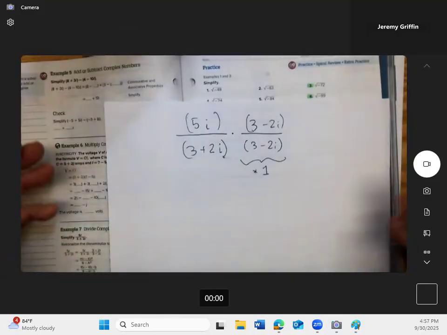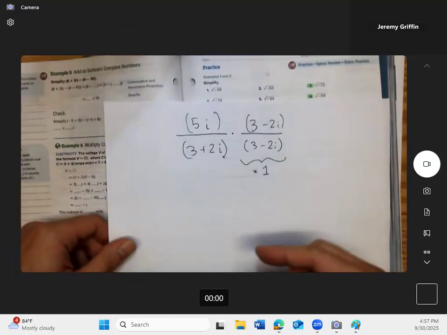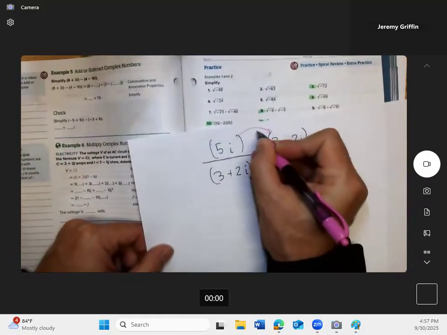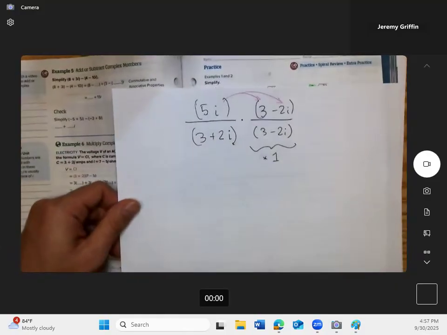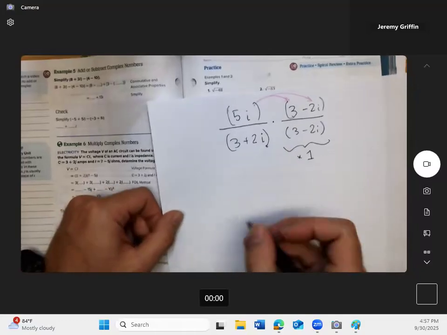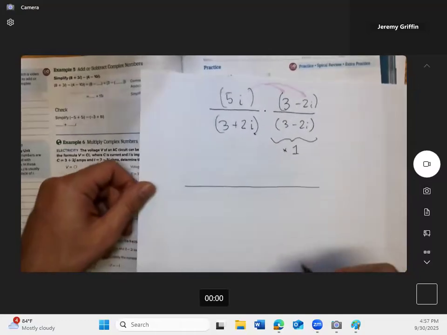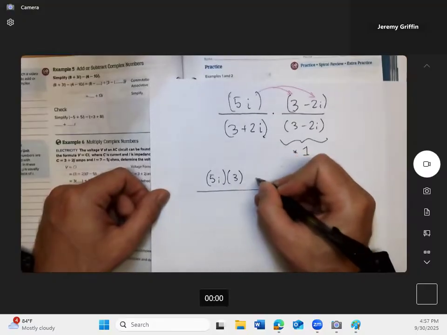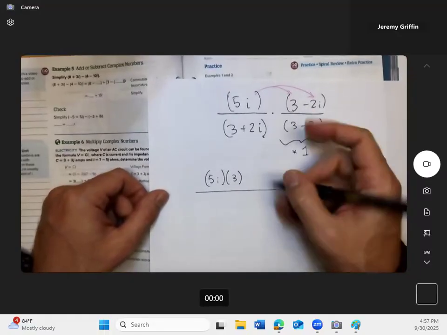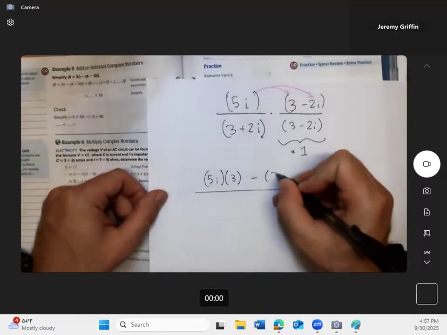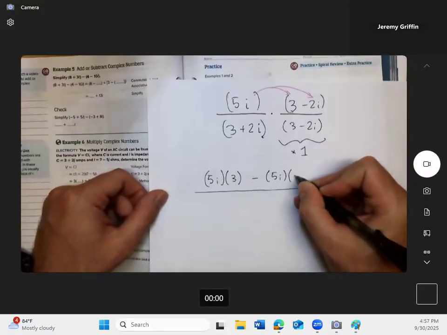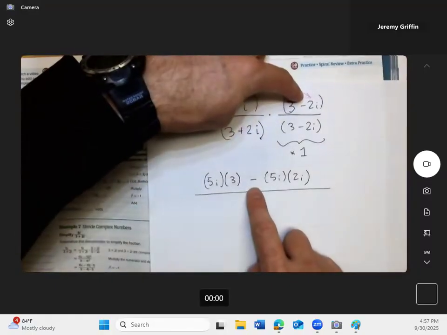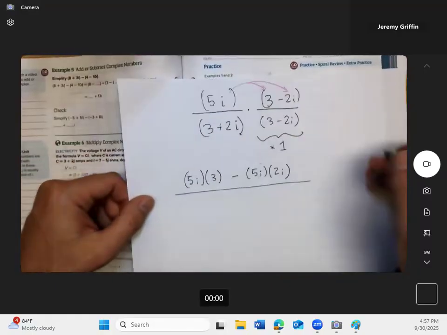So this is a completely legal move mathematically. Okay, so I can work with this. What I'm going to do is distribute this 5i to both this 3 and this negative 2i. And then the denominator, I will FOIL out. So a big old fraction here. I've got 5i, I'll make this really clear, times 3. Then I've got a negative, so I'll pull that out here: 5i times 2i. Okay, so I took care of the negative right here.